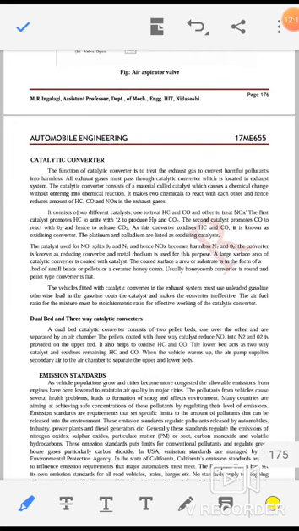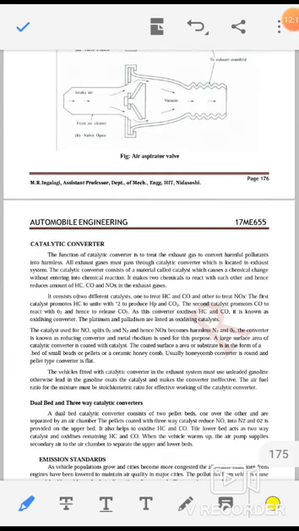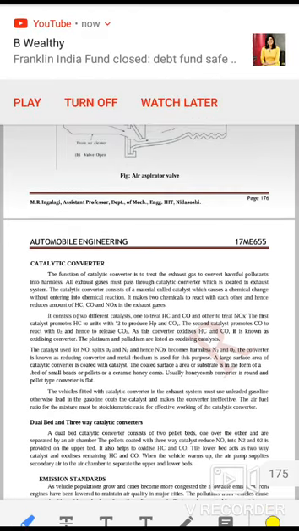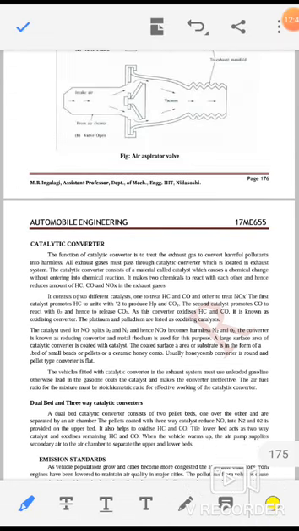Now, one more we have here, the catalytic converter. It consists of a catalyst, different types of catalysts. The pollutants we have, HC, CO and NOx, are formed because of incomplete combustion of the fuel. When these pass through the catalytic converter, they react with the catalysts there and form CO2 and H2O again, which are harmless to the atmosphere.